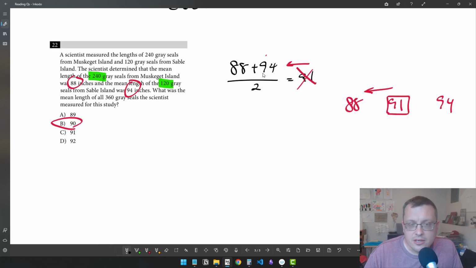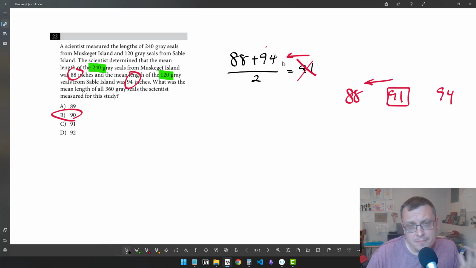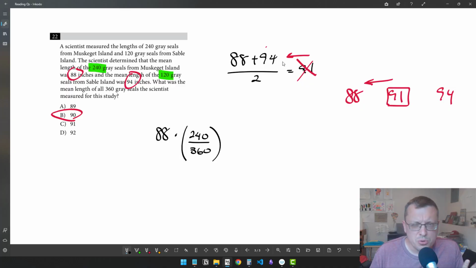So another way to do this, I think the approach we looked at here is what I prefer, but if you prefer a weighted average instead, that can totally work. What we're essentially going to do is this calculation, but we're going to appropriately weight the values according to the number of seals in each group. So for example, we take our 88 and multiply it by a fraction that weights that 88 according to the number of seals that have that average. There are 240 seals in that group out of the total of 360. So we're going to multiply the 88 by 240 over 360, which is actually 2/3.